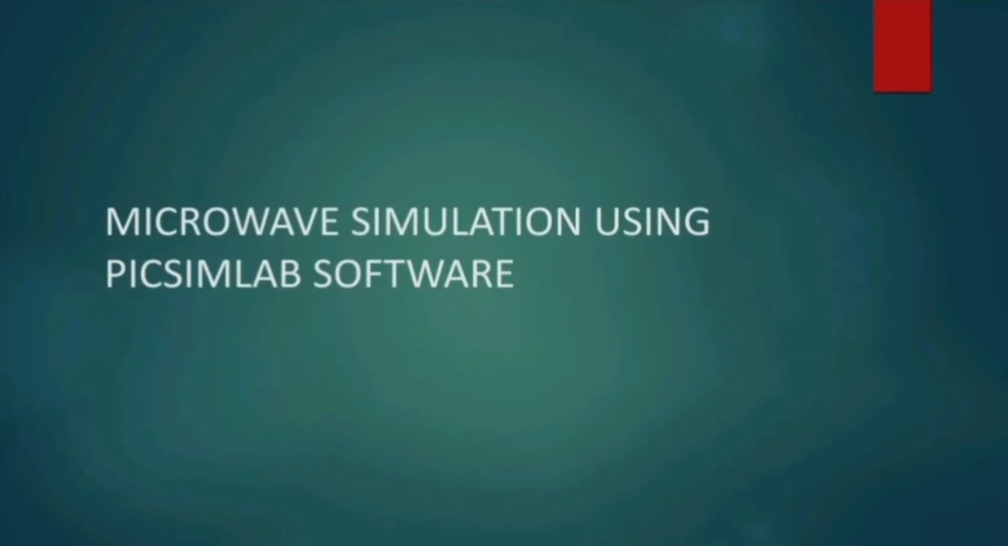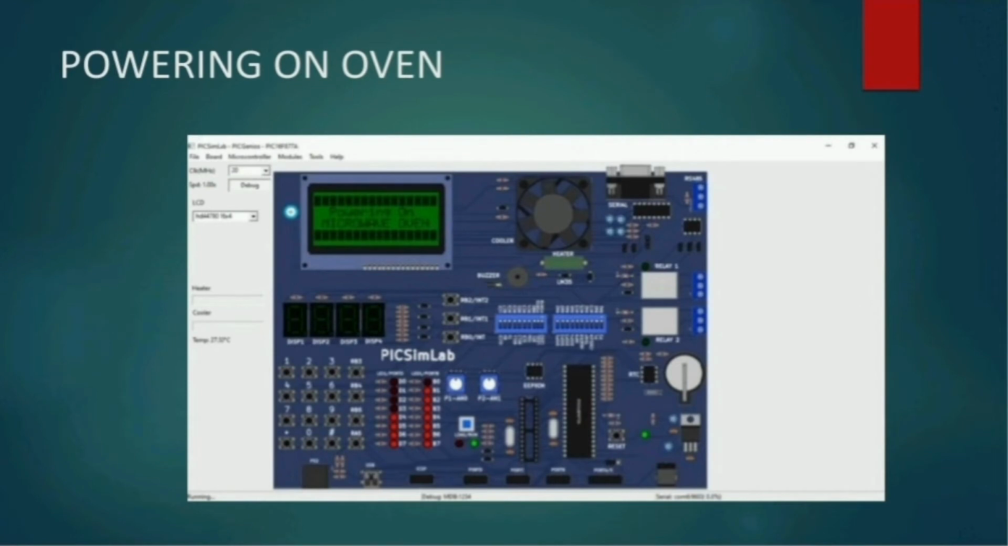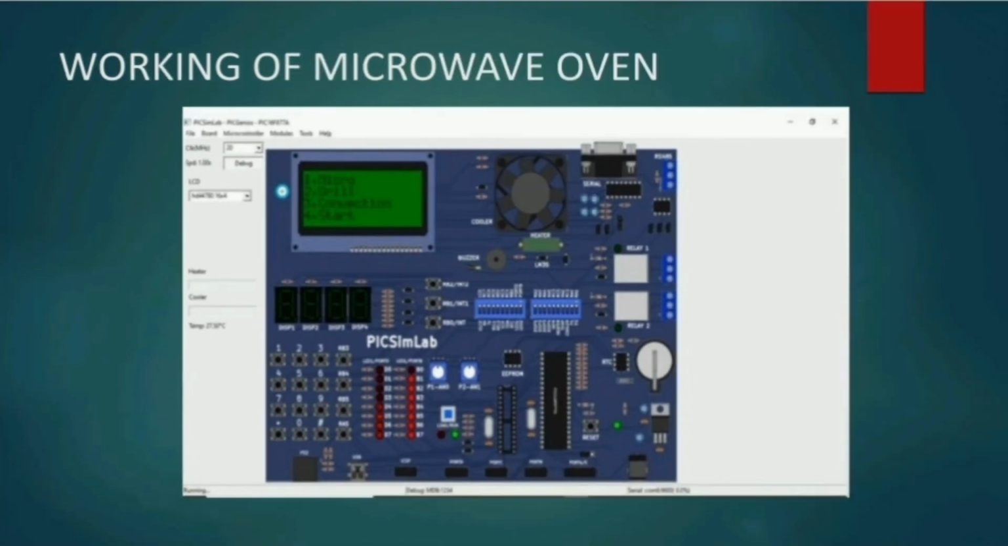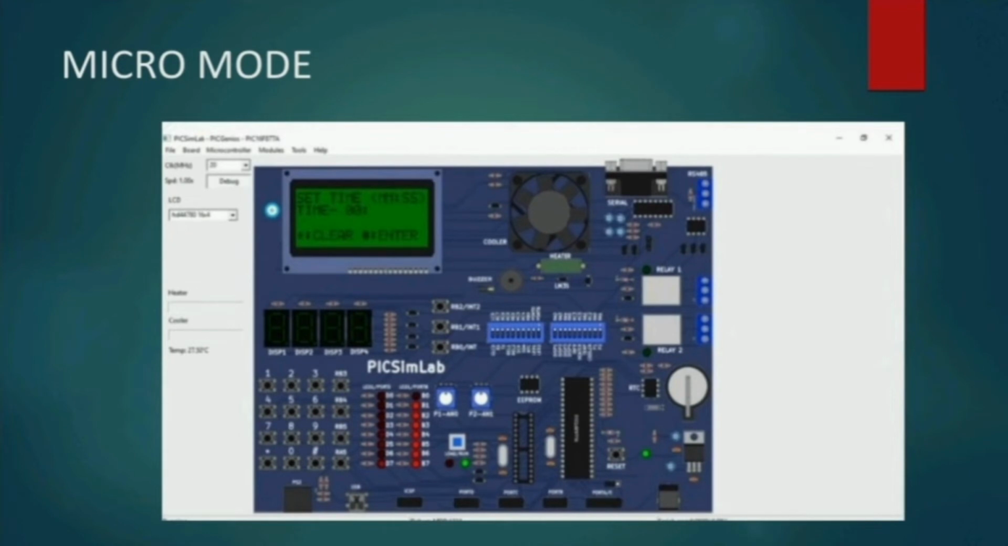Next, I'm showing the microwave simulation using PICSim software. This is the powering on mode, and we are showing the powering on here. Working of a microwave oven: this is the working, with micro mode, grill mode, convection and start. Next one is micro mode. Here we set the timer. Next is time setup.